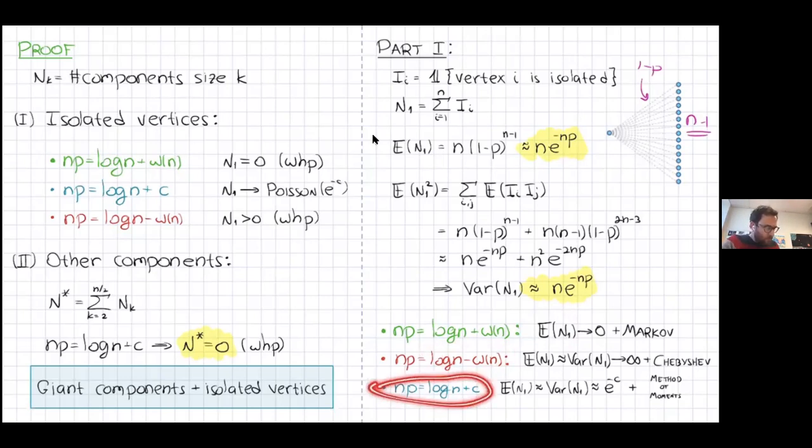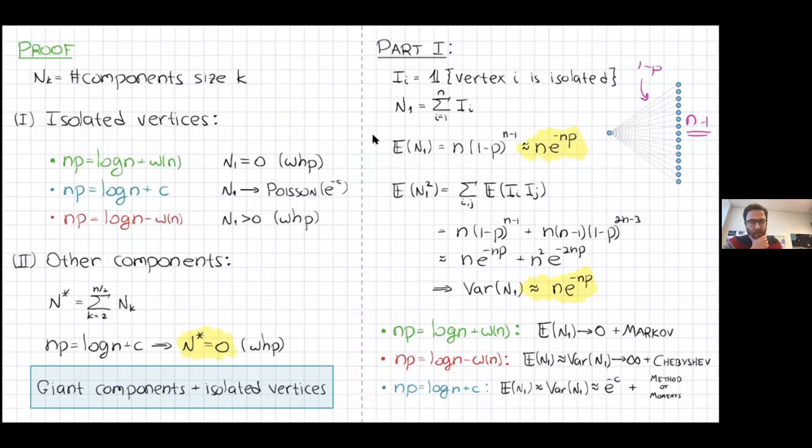And if you're in between, then you can estimate the other moments, then use the method of moments to show that there is a convergence to a Poisson distribution. So this is a relatively simple calculation. This is one of the things that is nice about this model, that the calculations, the combinatorics, is nice to work with. So we show that there is the desired phase transition for the isolated vertices.